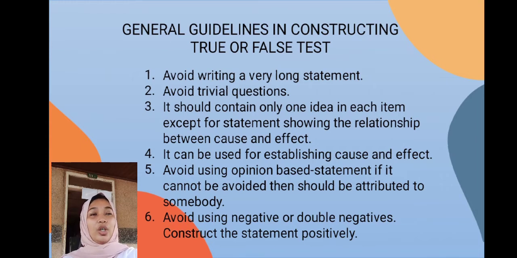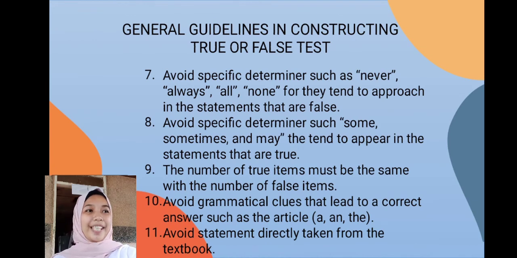Number 3. It should contain only one idea in each item except for statements showing the relationship between cause and effect. Number 4. It can be used for establishing cause and effect. Number 5. Avoid using opinion-based statements. If it cannot be avoided, then it should be attributed to somebody. Number 6. Avoid using negatives or double negatives. Construct the statement positively.